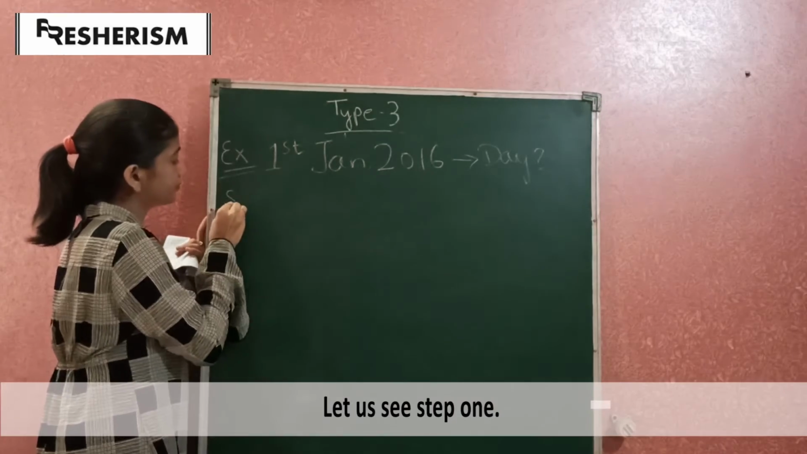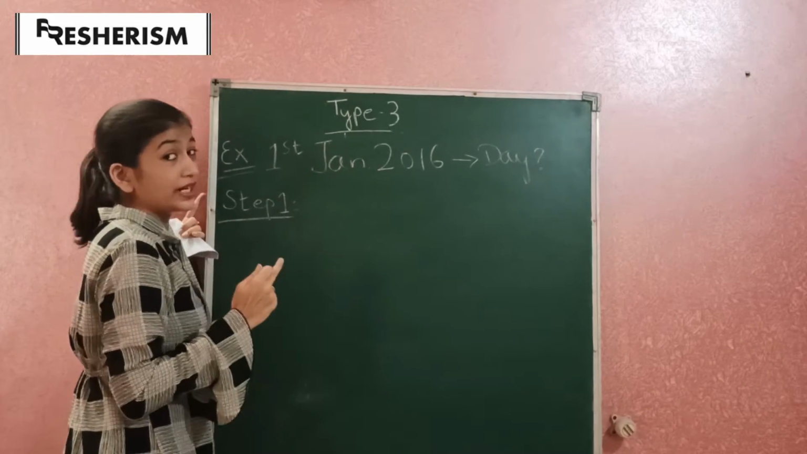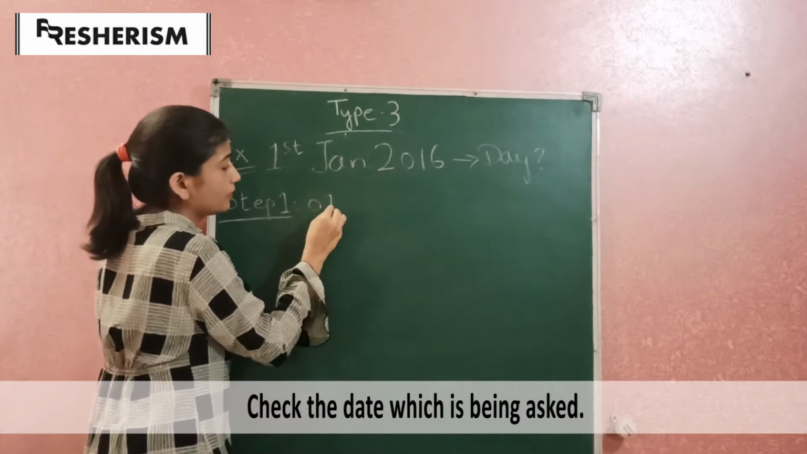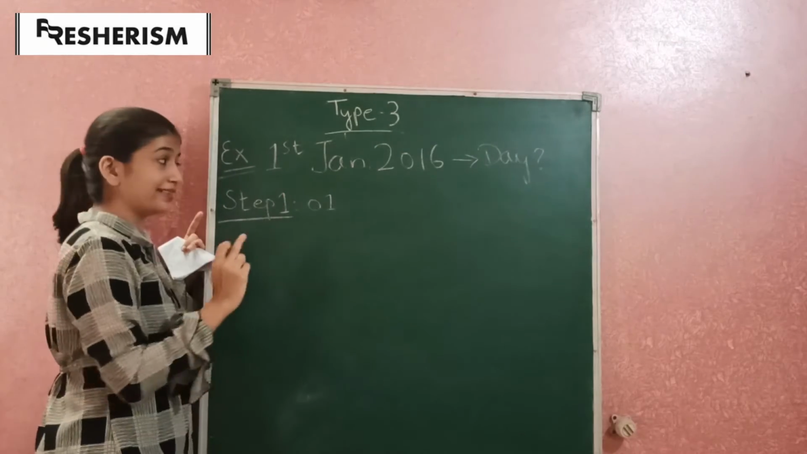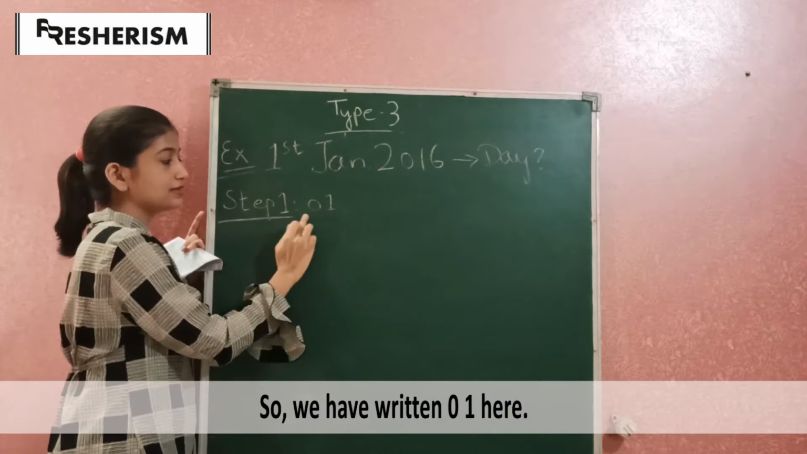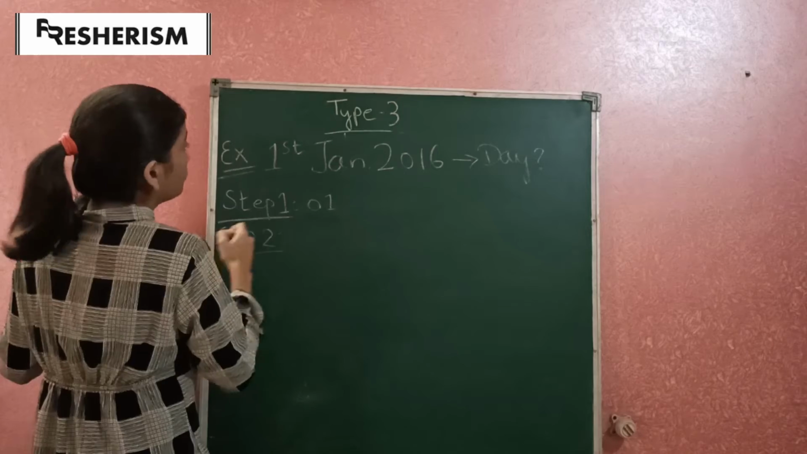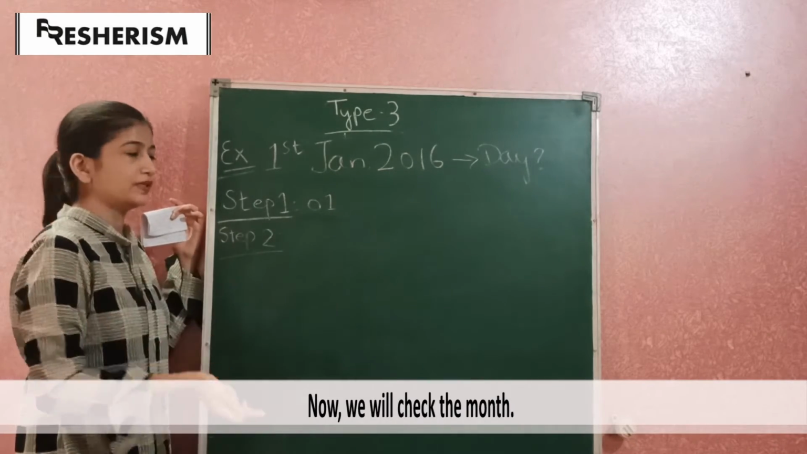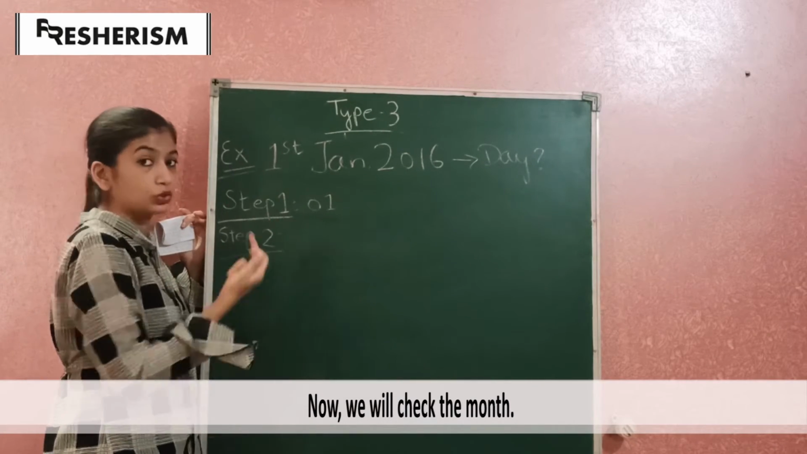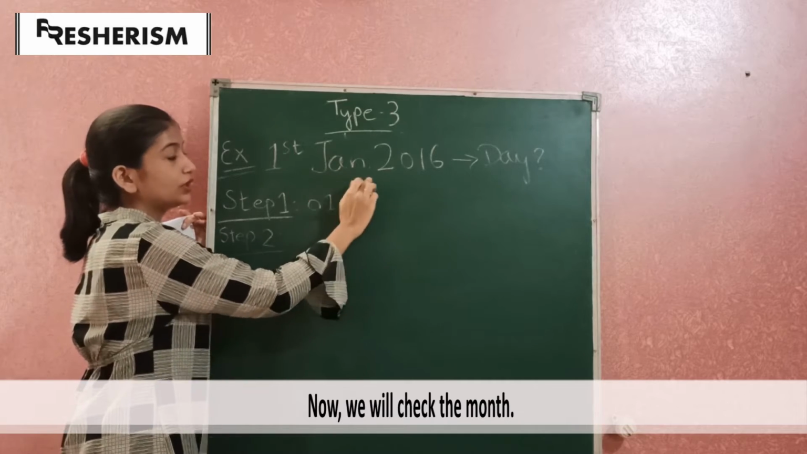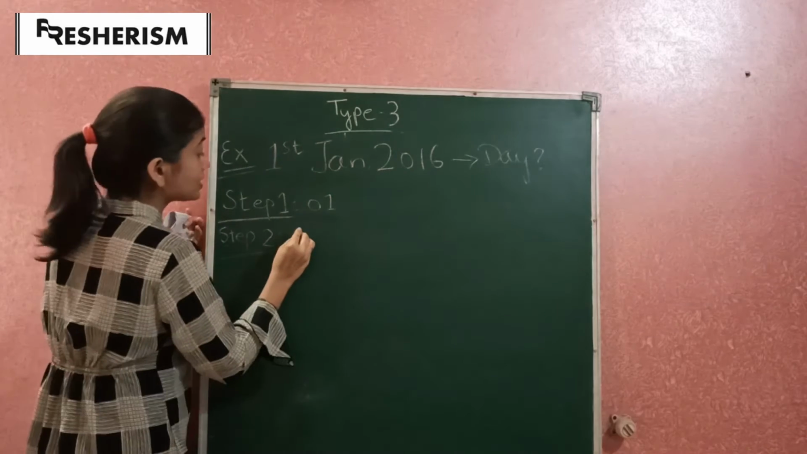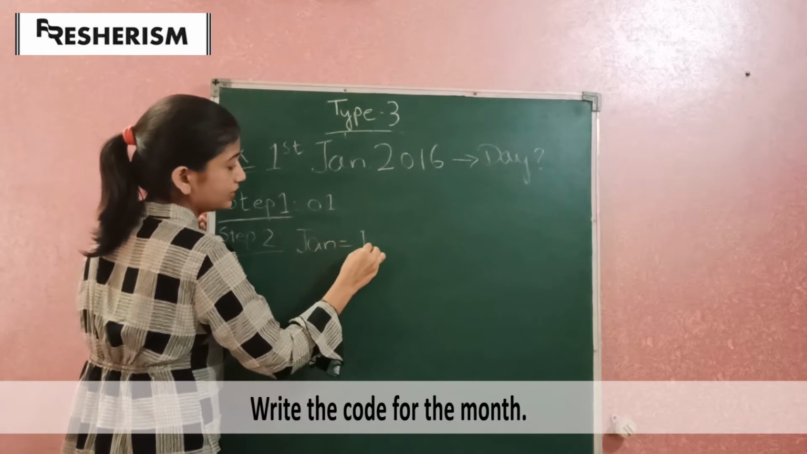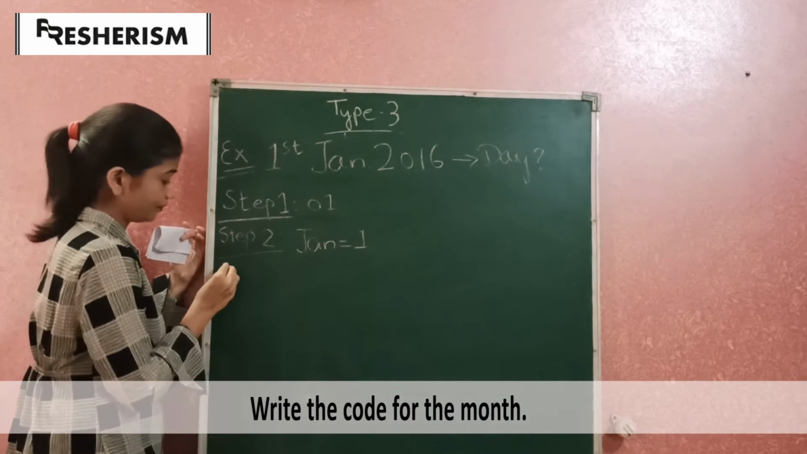Step 1 is just check which date was asked. The date is 1st. So you have to write 01. First step is check the date, which was the date which was asked? It is 01. Step 2, from the months. Now we have to check the month, January. I hope you remember just a few minutes back we learned the codes for the month. So for the month of Jan, the code was 1. Just write the code of January. January code is 1. This was step 2.